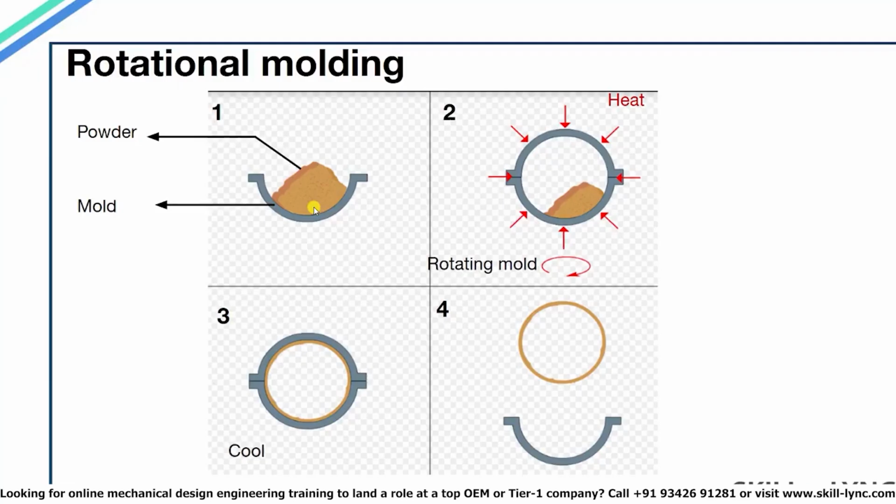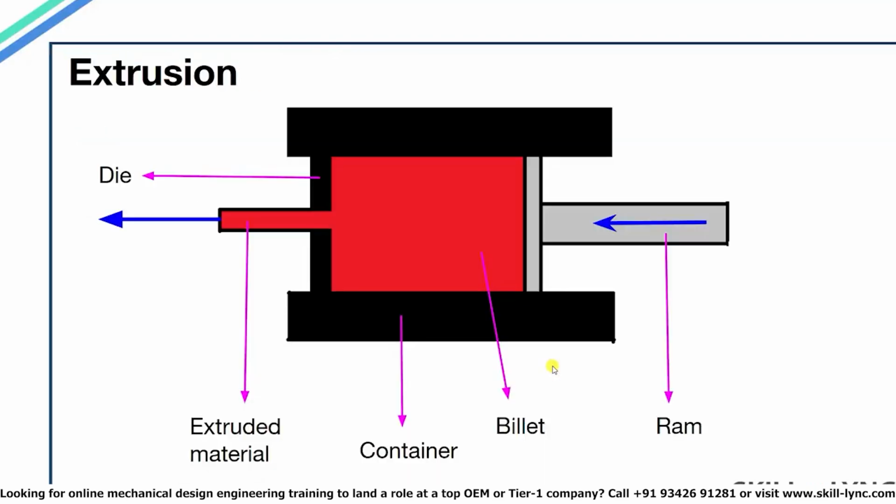Rotational molding. Here we see the powder is placed in the shell first. The shell is then closed and the system is rotated. Heat is applied from the outside and this results in the formation of the component on the outer edge. The part is then cooled and ejected from the system. Rotational molding is used for creation of hollow parts like toys.